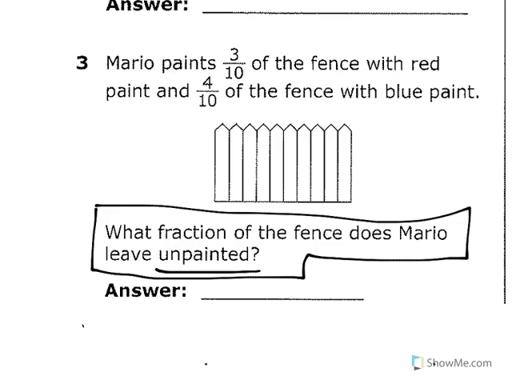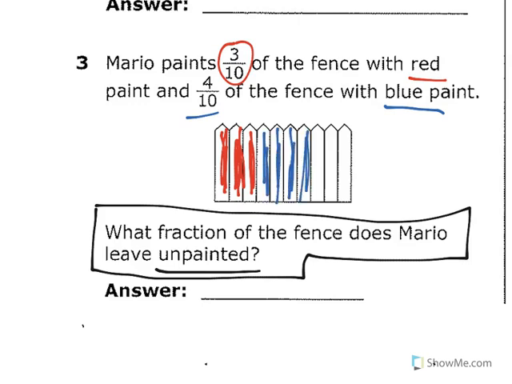So let's go ahead and look at it. 3/10 of the fence is red. So we'll go ahead and do that. That's 1, 2, 3/10 right there. And 4/10 of the fence is blue. We'll go to that 4/10. 1, 2, 3, 4. Now we need to figure out what fraction of the fence is not painted. Looks like 1, 2, 3. So 3/10 of the fence is not painted.